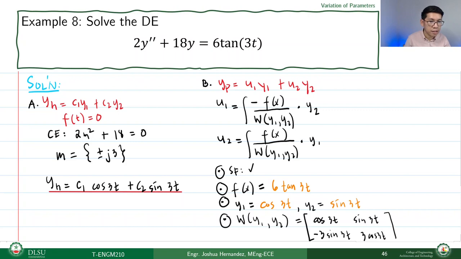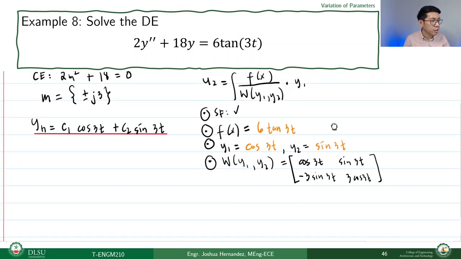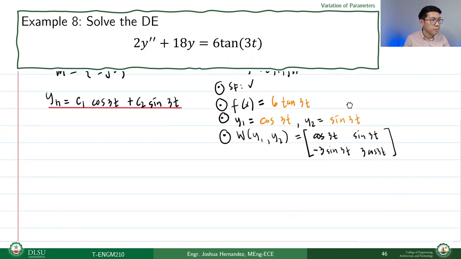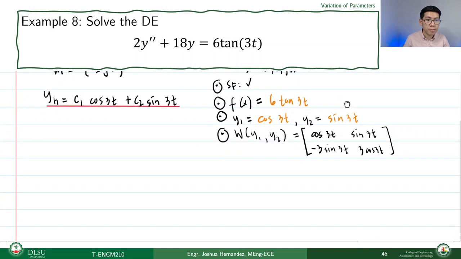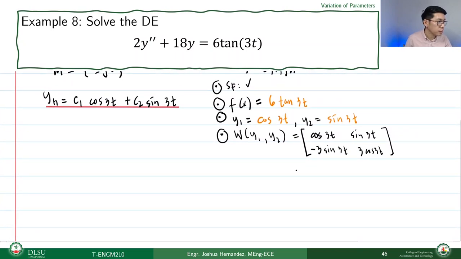So how do we solve for the determinant? Cross-multiply, no? We will have cosine 3t times 3 cosine 3t. This will be 3 cosine squared 3t. And then we will have minus negative sine 3t times sine 3t. That will be plus 3 sine squared 3t.